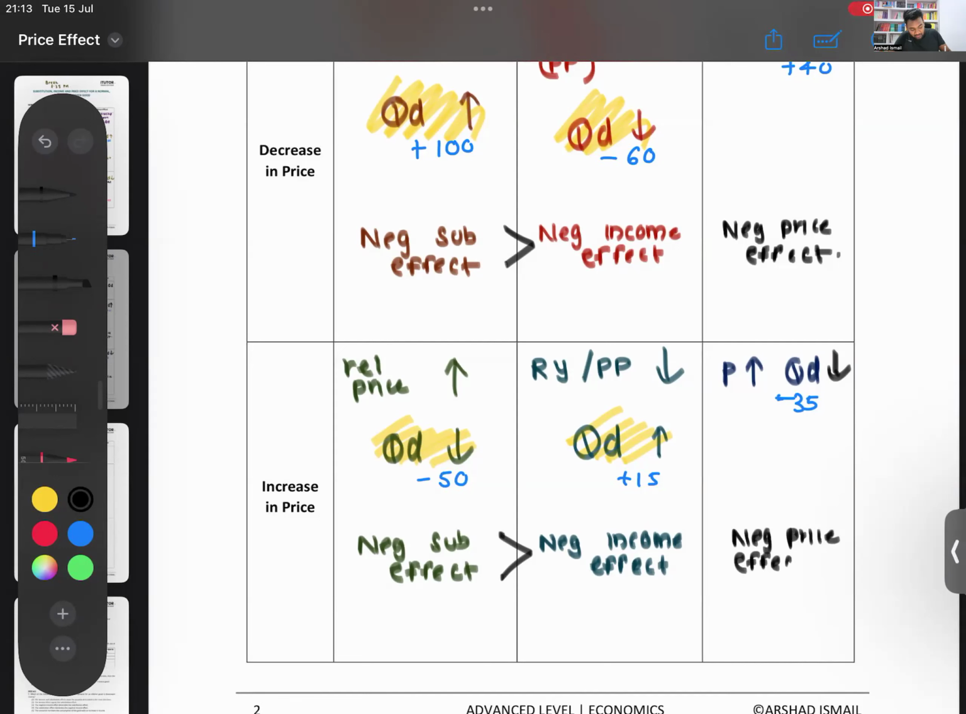Negative price. So give me a second. Does it comply with the law of demand? Yes, that was a question. Hold on. My doubt is whether this is when price reduces, it increases the quantity that the consumer can buy.